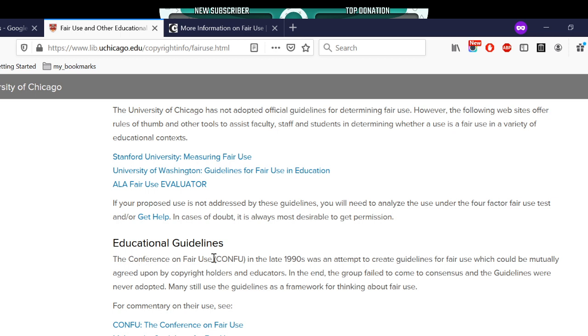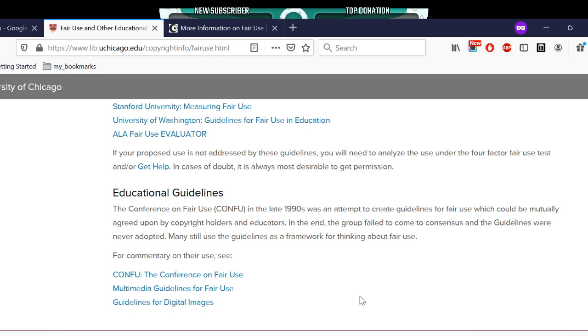The Conference on Fair Use, CONFU, in the late 90s was an attempt to create guidelines to fair use which could be mutually agreed upon by copyright holders and educators. In the end, the group failed to come to consensus. Okay, what else is new, honestly?